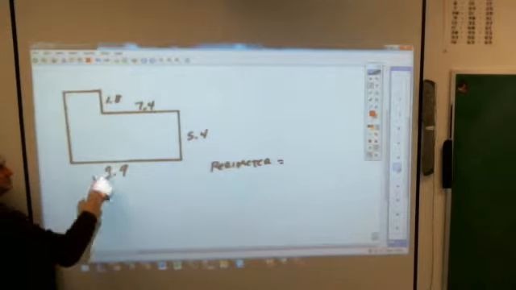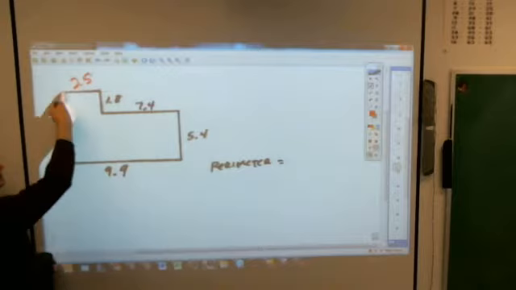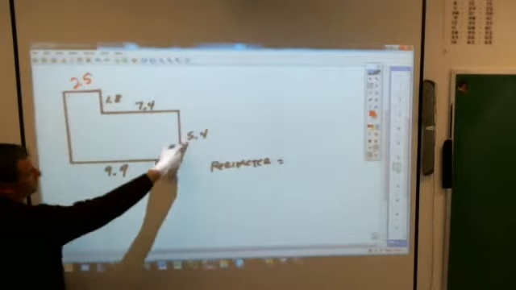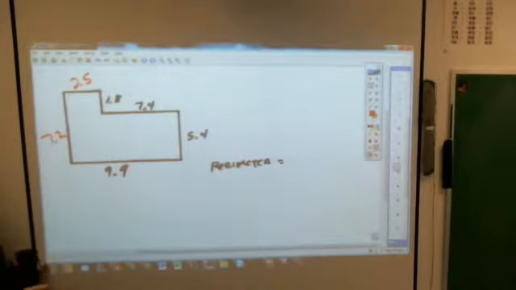Subtract this piece from that piece. The sum of the whole, what is it, 25, 2.5? And how long is this? 1.8 plus 5.4 is 7.2. You're just going to add all those together.